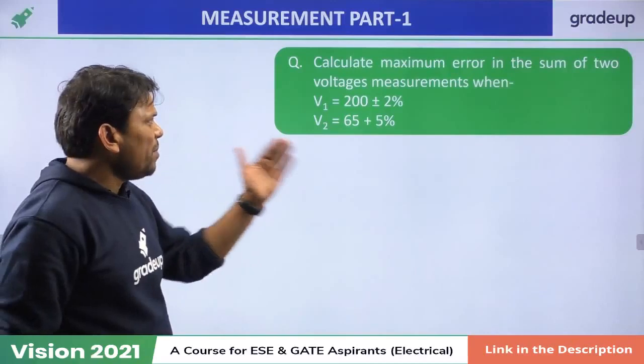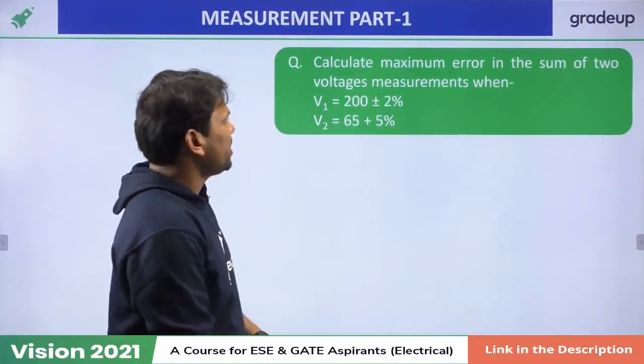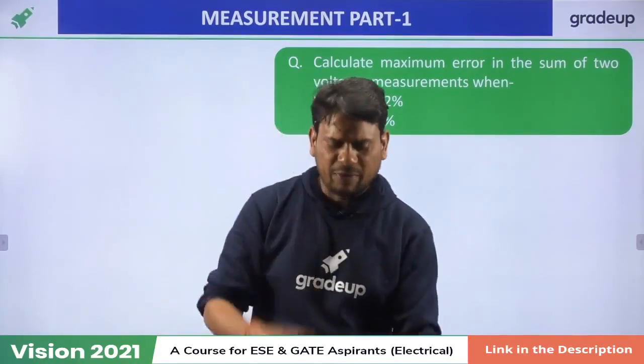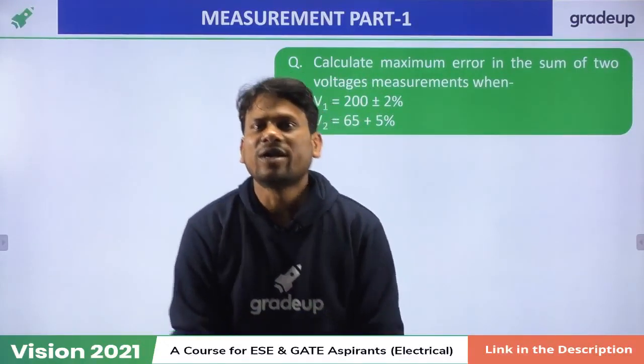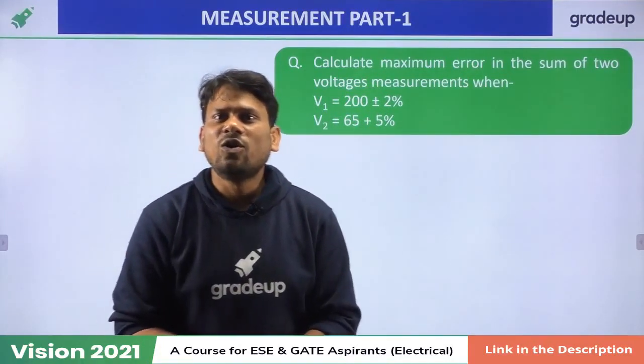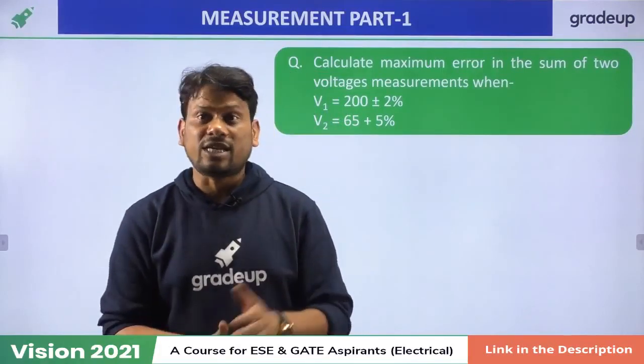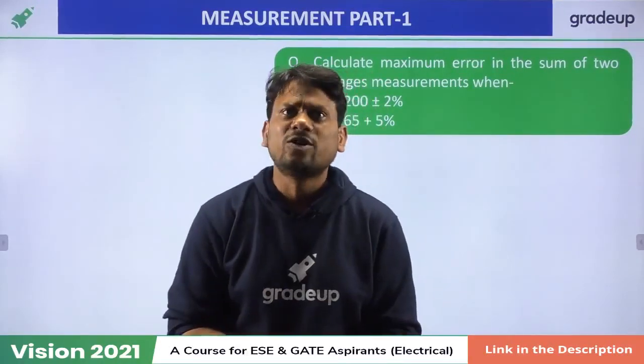So, calculate the maximum error in the sum of two voltage measurements when... Yes, everyone, please, somebody reply. Okay, 7. Yes, somebody said, Ganesh, it is 7. Everyone, please reply fast. Do it fast, please.